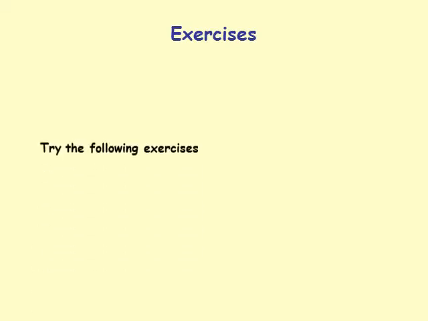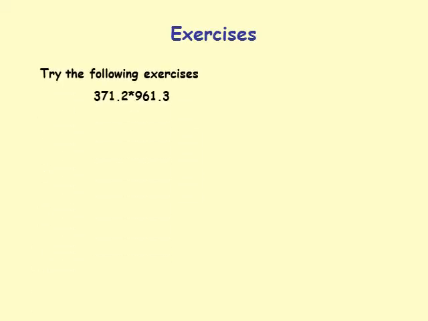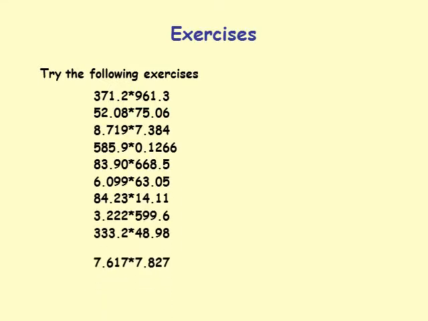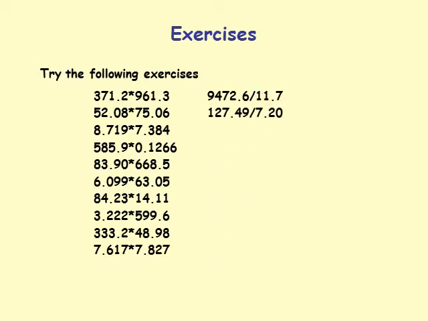Let's do some exercises. Let's try. So let's multiply 371.2 times 961.3, 52.08 times 75.06, and some more. Now divide 9472.6 divided by 11.7, 127.49 divided by 7.20, and some more.